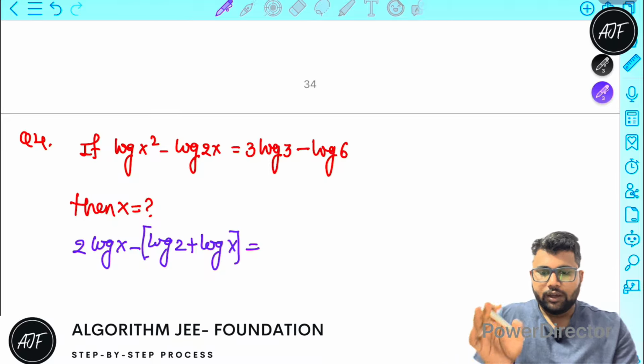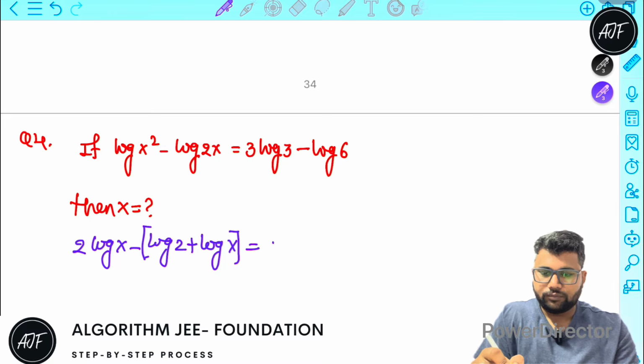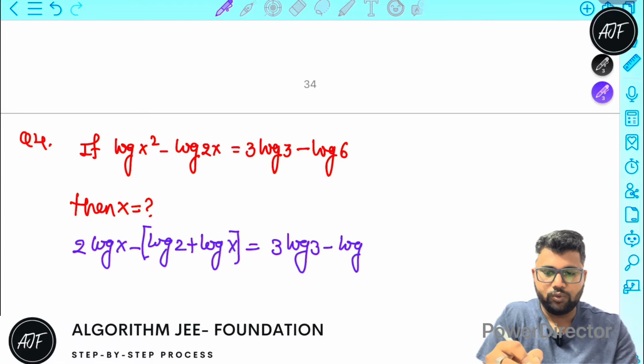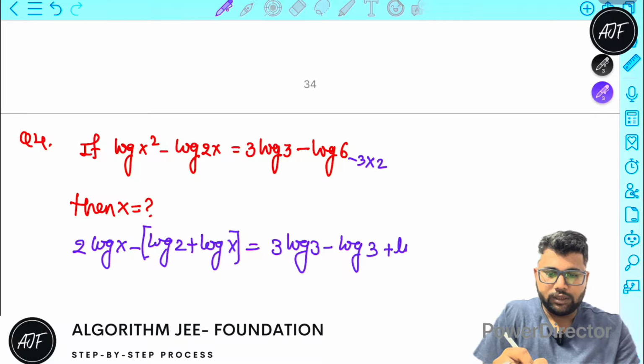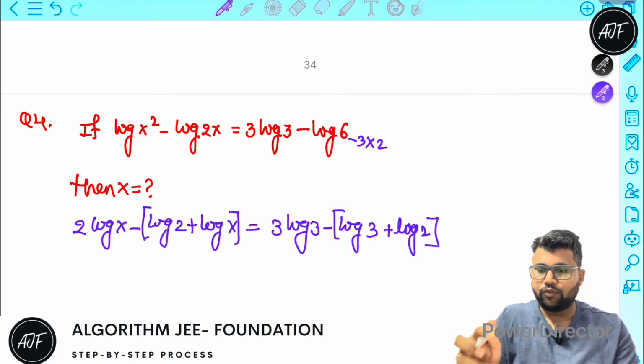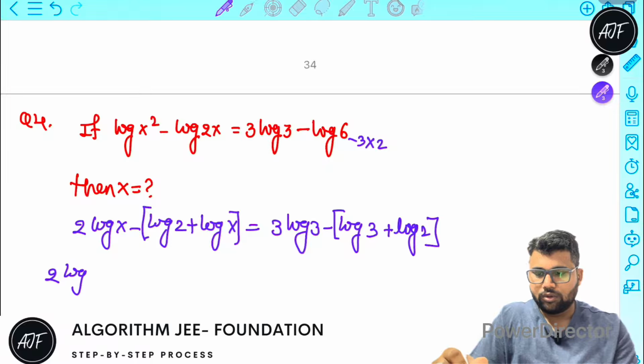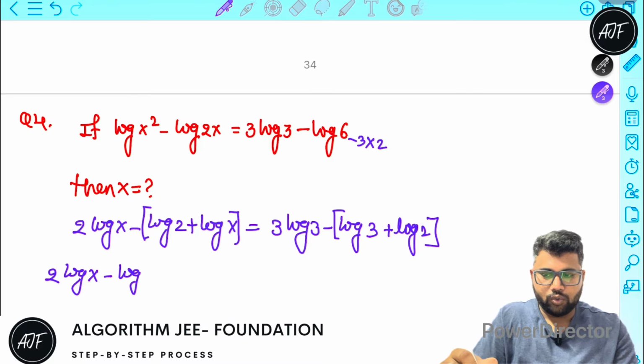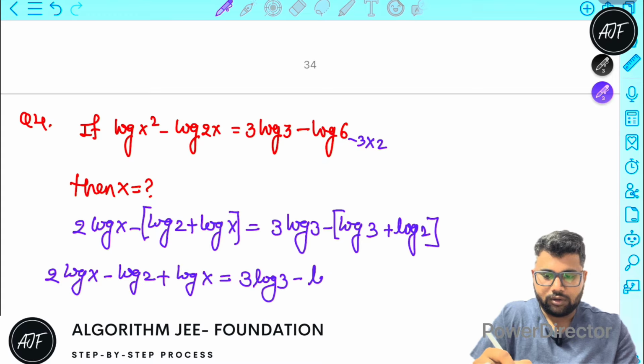After that, in the log property, 3 log 3 and 6 can be converted into 3 into 2. If you convert into 3 into 2, then it is 3 plus log 2, use the bracket, because after that the bracket is in negative form. After that, if you open the bracket, then 2 log x minus log 2 plus log x, and 3 log 3 log 3 with the minus log 2.